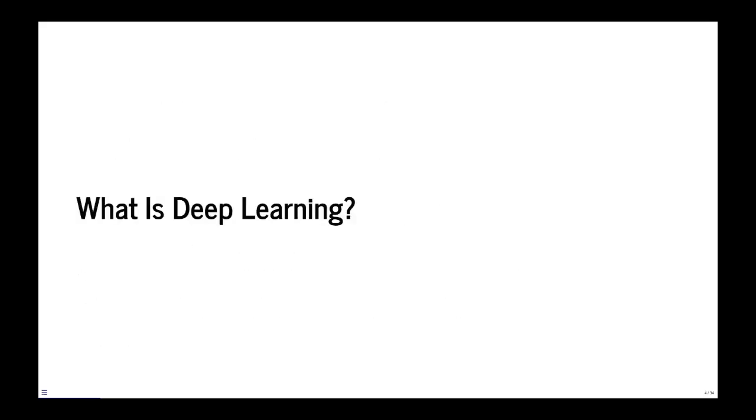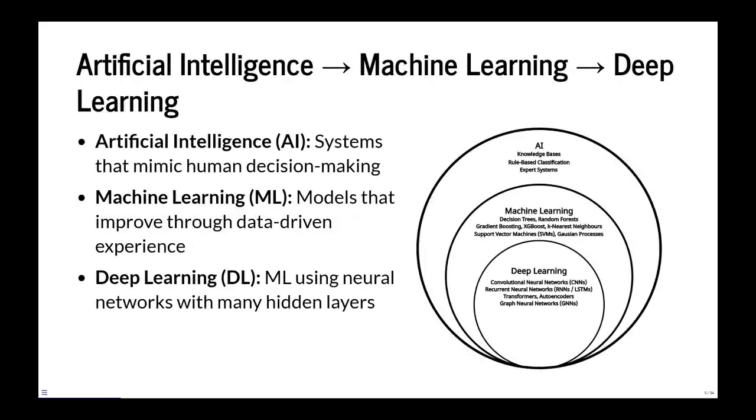So starting off broad, what is deep learning? Deep learning is a branch of machine learning, which is then a branch of AI. And so AI is a system that mimics human decision making. And those are things like knowledge bases or rule-based classifications. Machine learning, on the other hand, is a subset of that AI, which improves learning through data-driven experience. And some common examples of this would be random forests or support vector machines, which I'm sure many of you have already used for your different workflows.